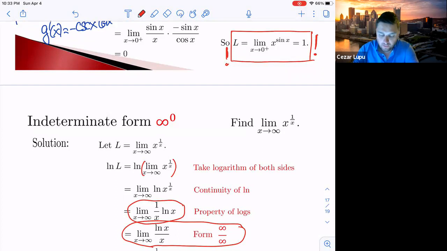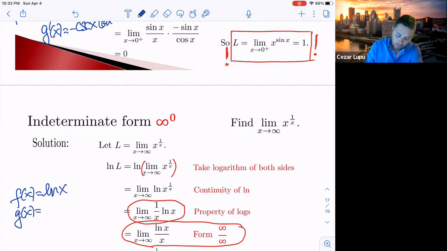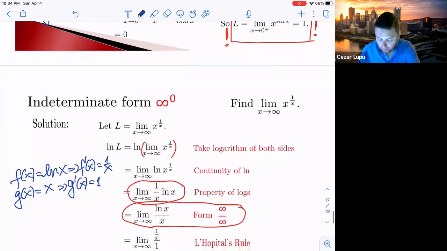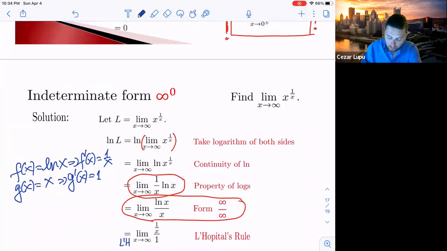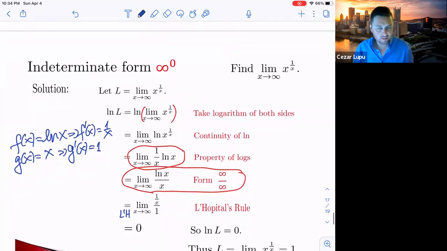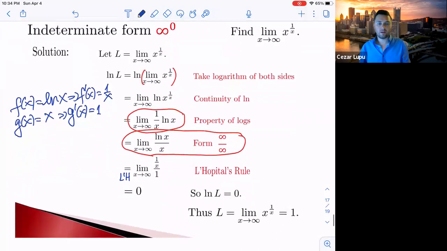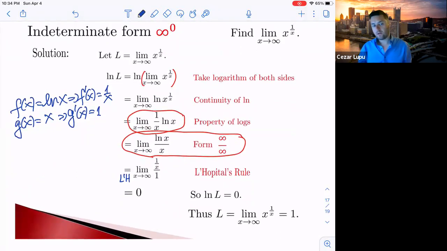And this is an infinity over infinity indeterminate form. So let's just take f of x to be ln of x and g of x to be x. I'm sorry for that. Clearly, the derivative f prime of x is 1 over x, and g prime of x is 1. So we're going to apply L'Hopital's rule here, and then we can easily see that this will be the limit as x approaches infinity of 1 over x over 1. And this is clearly 0. So ln of L is 0, and therefore L will be e to the power 0, which is 1. So again, this is equal to 1.